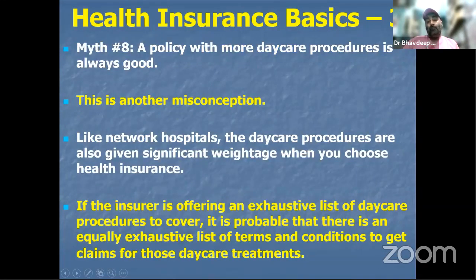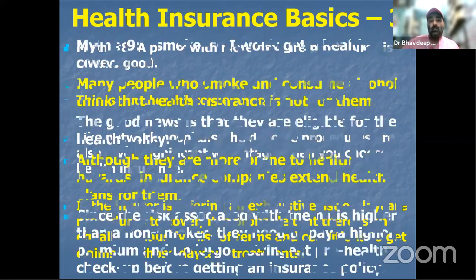Then myth number 8, that a policy with more network hospitals is good. I discussed this aspect with respect to network hospitals. Somebody has a list of 6,900 hospitals, somebody has a list of 7,000 hospitals. Maybe those 100 hospitals which are missing are actually the good ones. So it is all a misconception. Quality matters along with quantity. If it is a reputed company, surely your city's good hospital would be in that list. Usually these days, no corporate hospital will survive for lack of work.